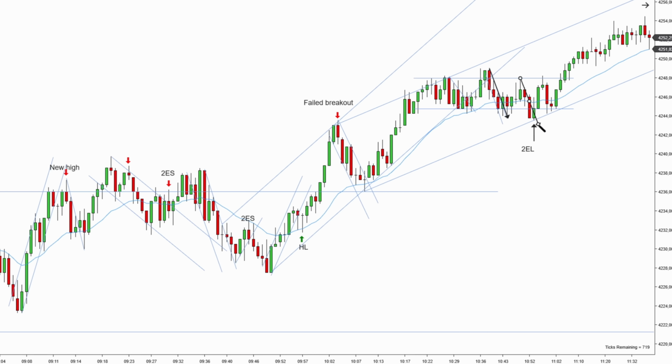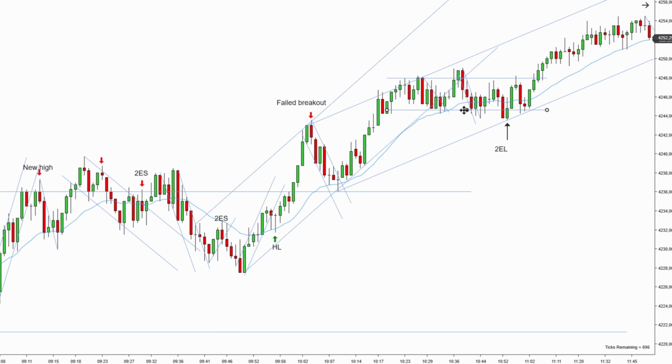First leg down, pullback, second leg down, basically measured two-legged pullback. And this support is right now holding, basically a little failed breakout, or if I'm going to move it a little bit lower, it acts a little bit like a triple test.